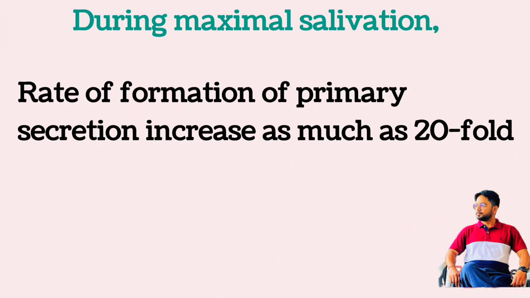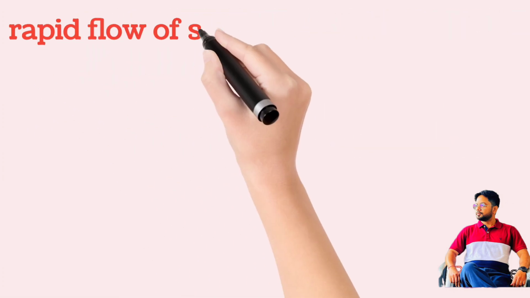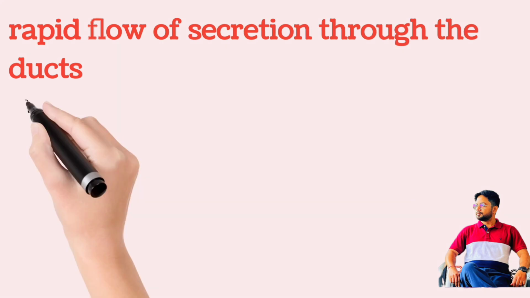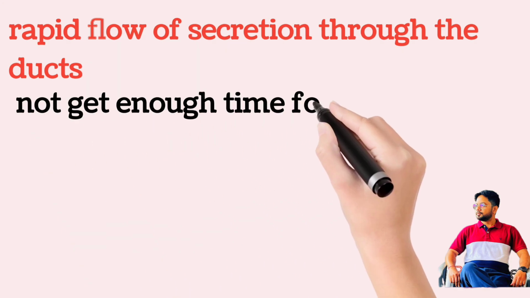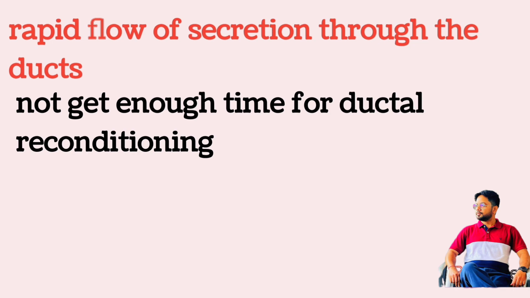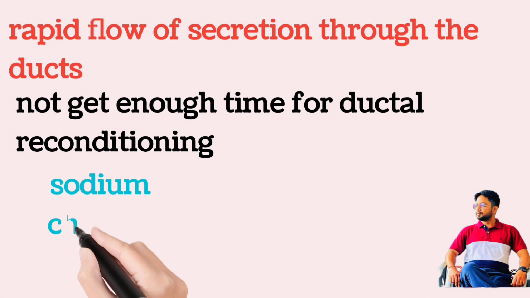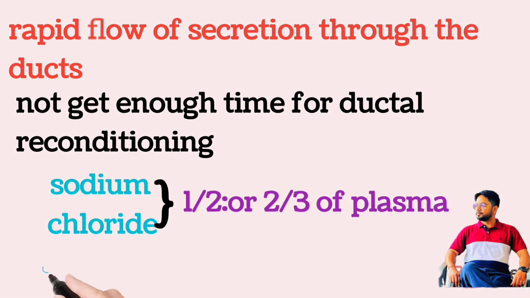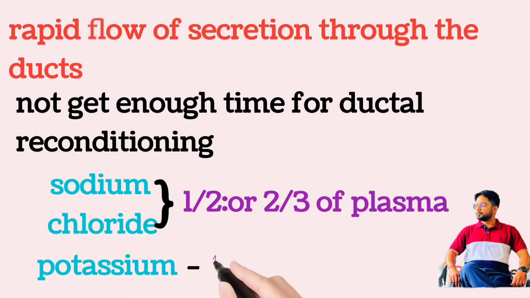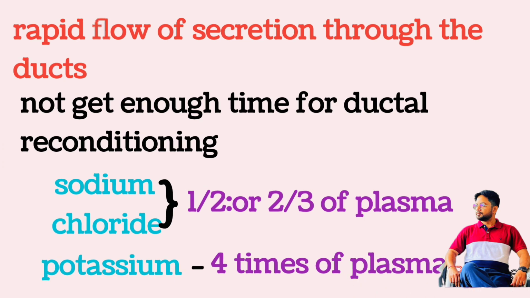During maximum salivation, the salivary ionic concentration changes considerably because the rate of formation of the primary secretion by the acini can increase as much as 20-fold. This acinar secretion then flows through the duct so rapidly that the ductal reconditioning of the secretion is considerably reduced. Therefore, when copious quantities of saliva are being secreted, the sodium chloride concentration is about 1/2 or 2/3 that of plasma, and the potassium concentration rises to only 4 times that of the plasma.